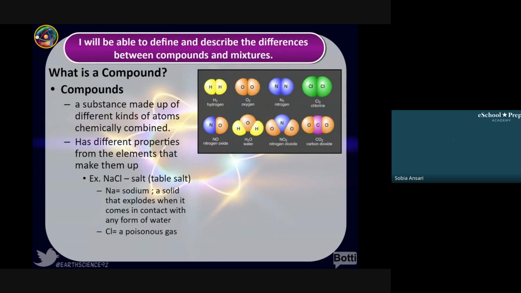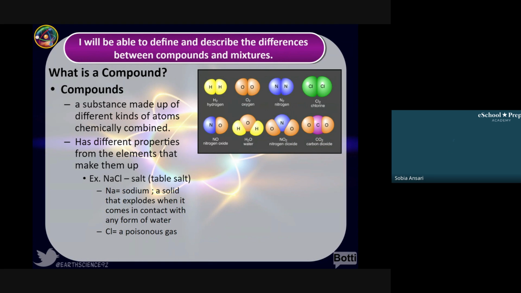So what is a compound? A compound is made up of different kinds of atoms that are chemically combined. So they are going to be combining two or more different elements together. They can have different properties from the elements that make them up.